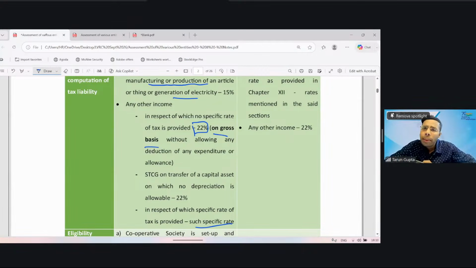And if there is a short-term capital gain on transfer of a capital asset on which depreciation is not claimed, then the short-term capital gain shall also be taxed at the rate of 22%, but after allowing the deduction as allowed under the head capital gain.